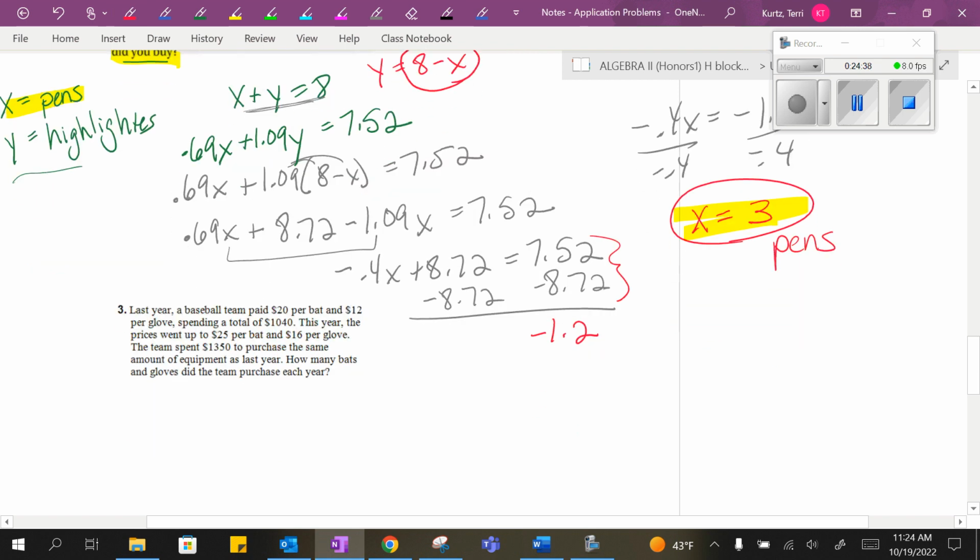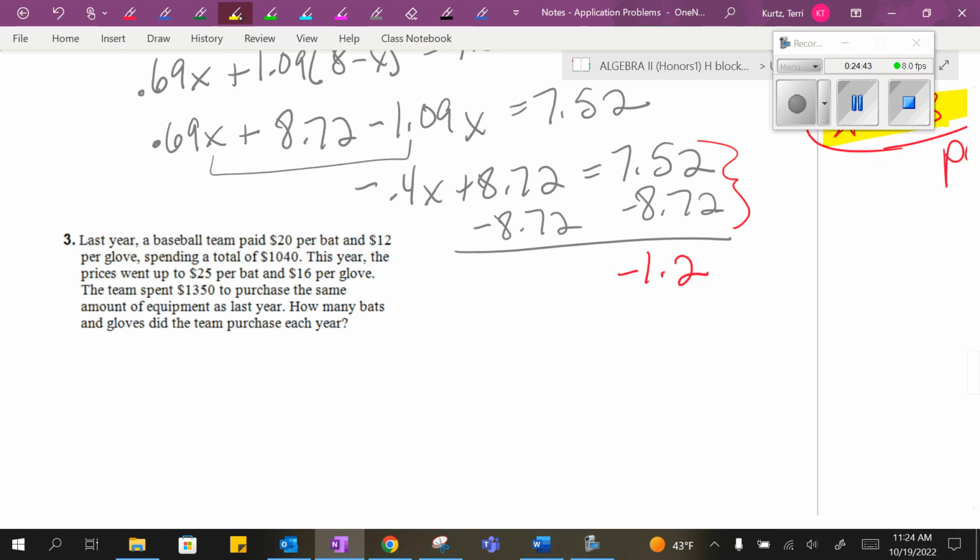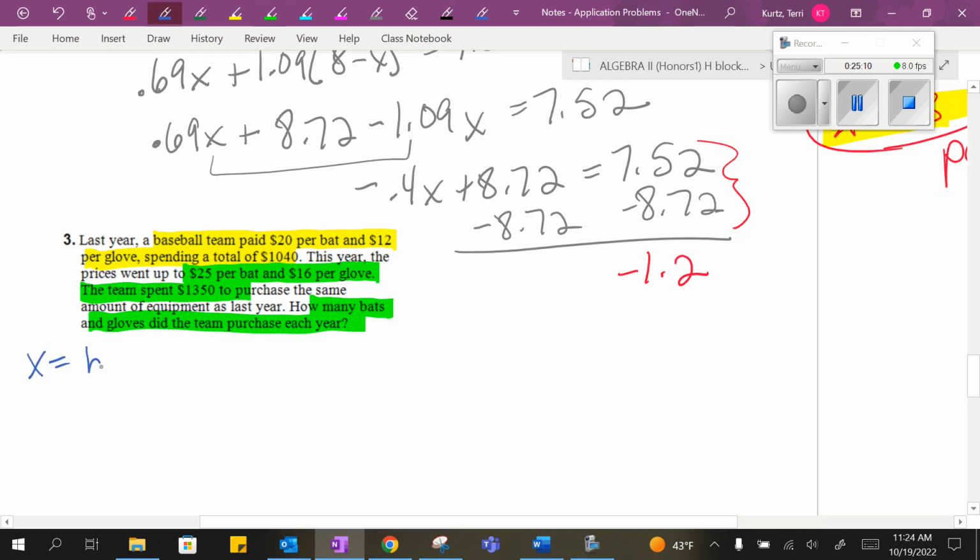Okay, last one we're going to do here. And this one is, again, more of a shopping trip. Last year, a baseball team paid $20 per bat, $12 per glove, spending $1,040. Again, one trip. This year the prices went up to $25 per bat, $16 per glove, and the team spent $1,350. And this says how many bats and gloves did the team purchase each year? So again, we're looking for bats and gloves.